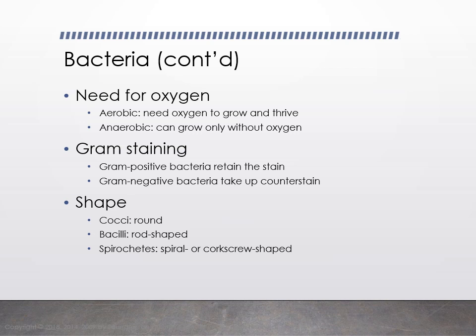And the last classification we see here is based on shape. So cocci are round, bacilli are rod-shaped, and spirochetes are spiral or corkscrew-shaped. So these are a couple of the main different types of classifications of bacteria: oxygen, gram staining, as well as shape.